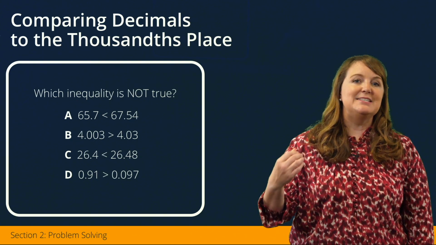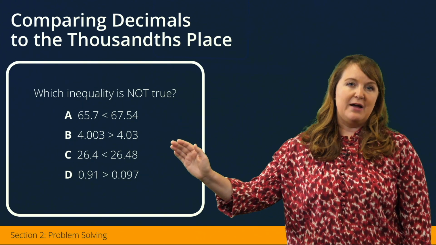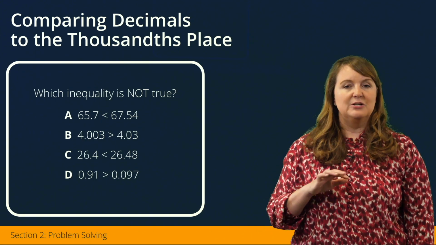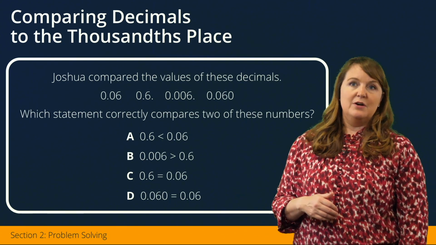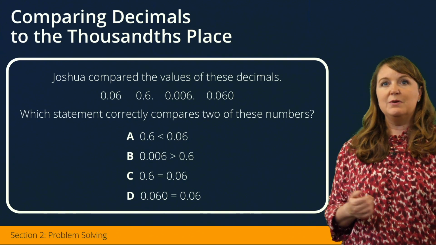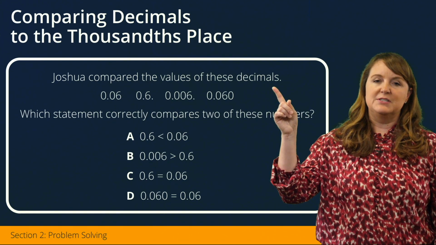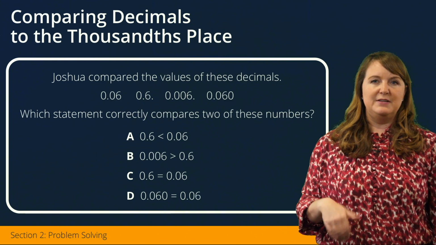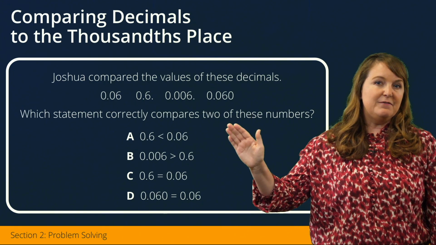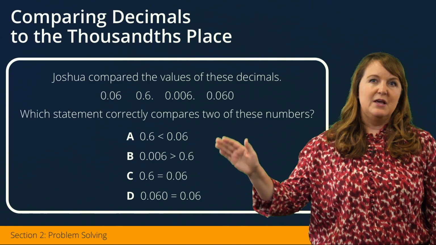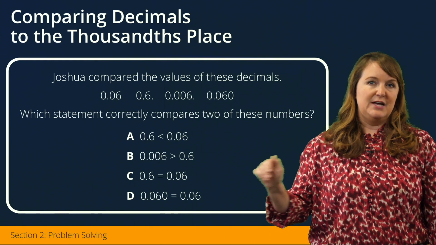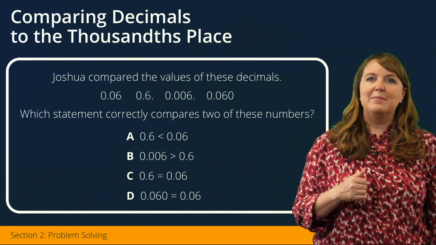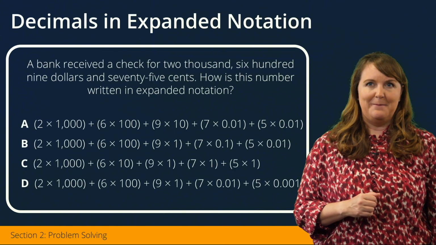Which inequality is not true? Here, students would have to do each of these 4 decimal comparisons to identify the one that is not true. On this question here about Joshua, students would be asked, Joshua compared the values of these decimals, and we see 4 decimals right here. Then the question asks, which statement correctly compares 2 of these numbers? So again, students have to have a lot of familiarity with the comparison of the decimals and know about the less than and greater than signs, as well as the equal sign, and that would help them be able to answer this question correctly.